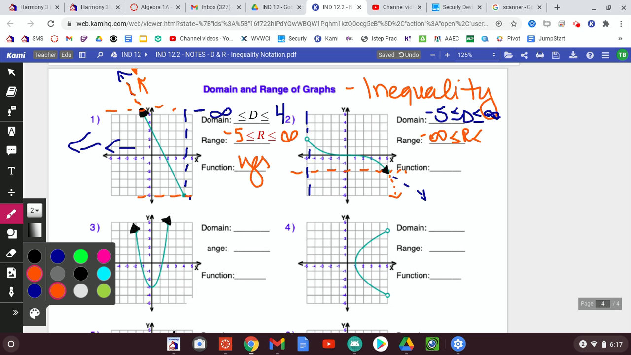And then what's our ceiling do? Well, our ceiling has a definite stop at 2. So if it is a closed or an open circle, it's a definite stop with a number. If it is an arrow, it's either going to be a positive infinity or a negative infinity.